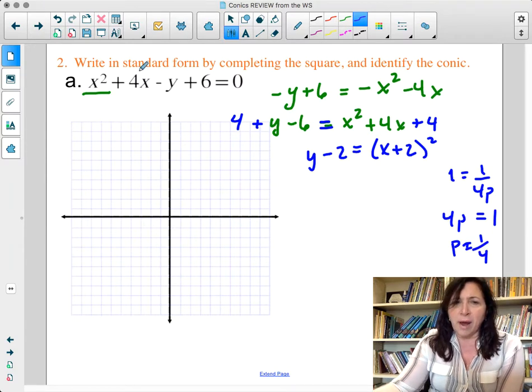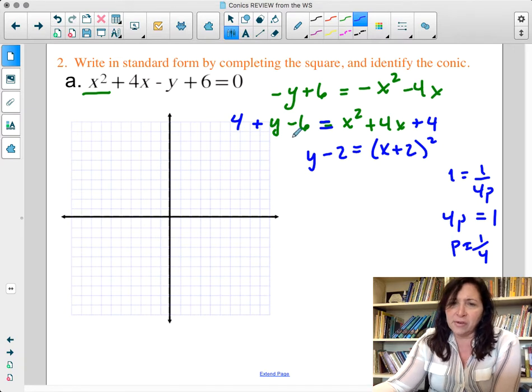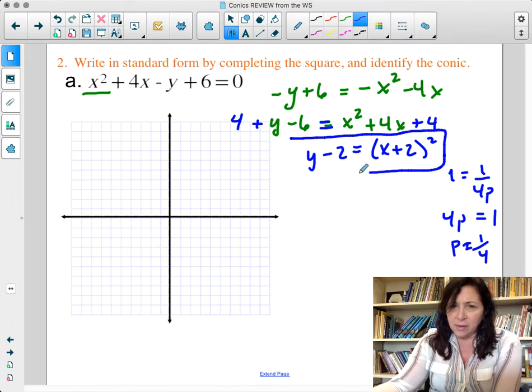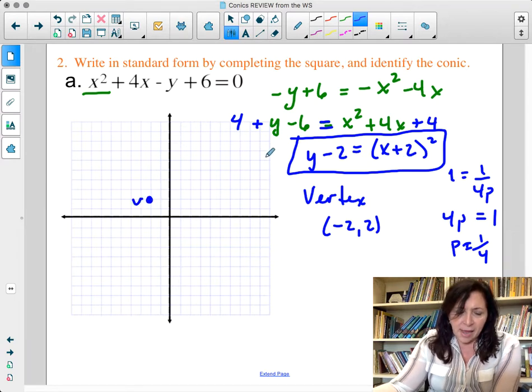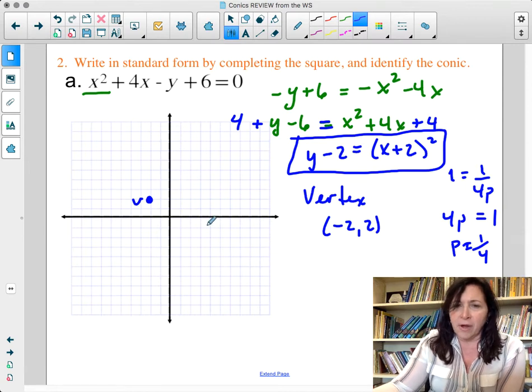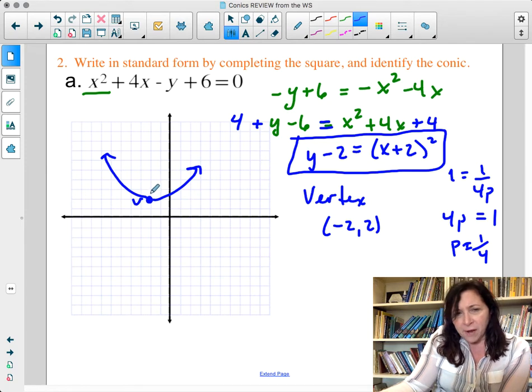If I wanted to graph this, it actually doesn't ask me to do that, but I'm just going to do it anyway. It looks like my vertex is at (-2, 2). Remember, it's always x first, so (-2, 2). That's my vertex. If I were graphing this, because it's y equals x squared, it is going to graph up like this. Therefore, my focus point would be 1/4 of the way up, and my directrix would be 1/4 of the way down. Okay.